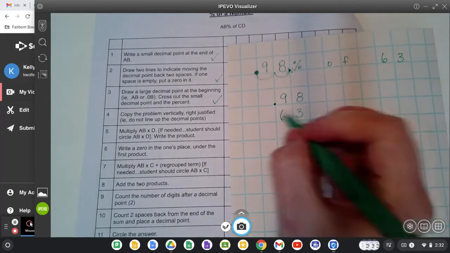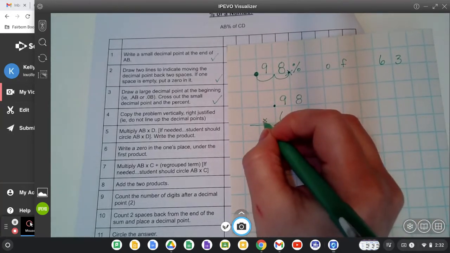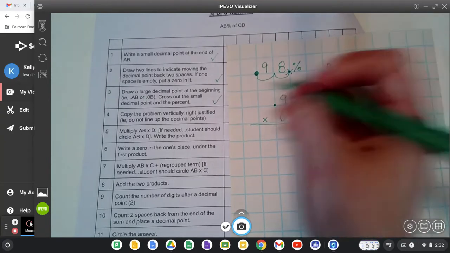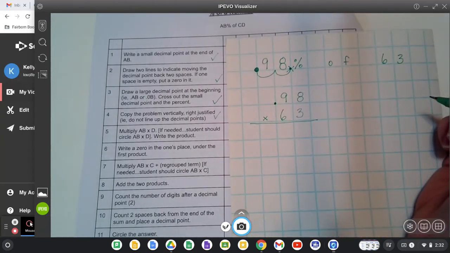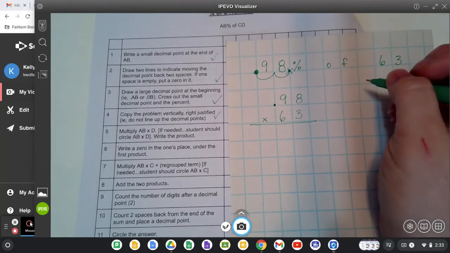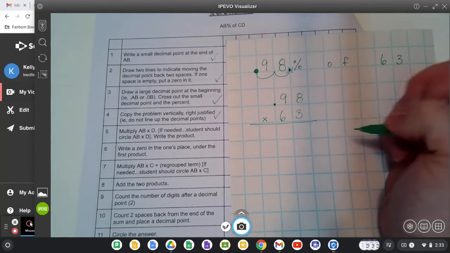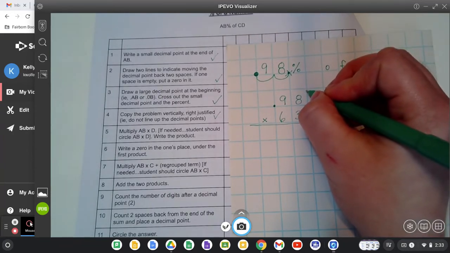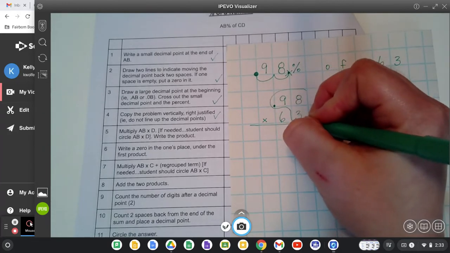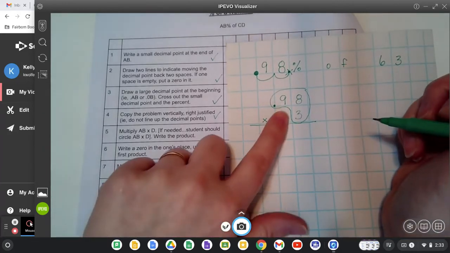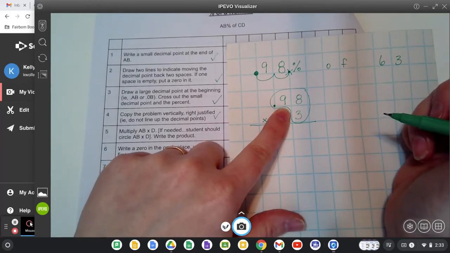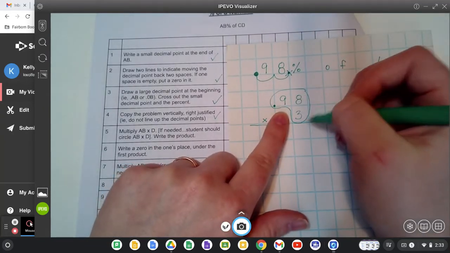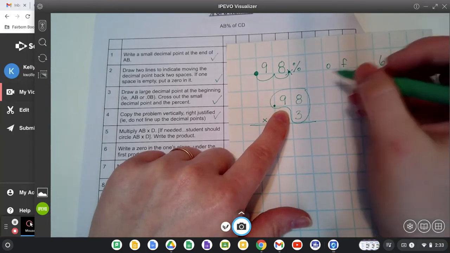0.98, 63, line, and times. I've seen something that looks like this before. I know how to do times problems that look like this, but this one's a little harder. Let me, your teacher, show you how. The first thing I need to do is find 98 times 3. I'm going to pretend that 6 isn't there for a while. I need to find 98 times 3, and I know how to do that because I remember.